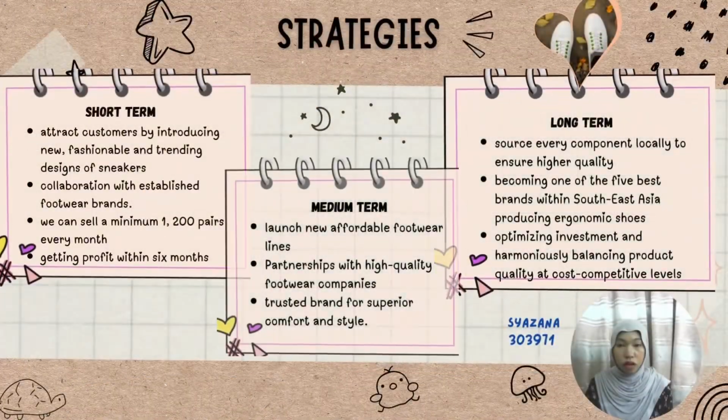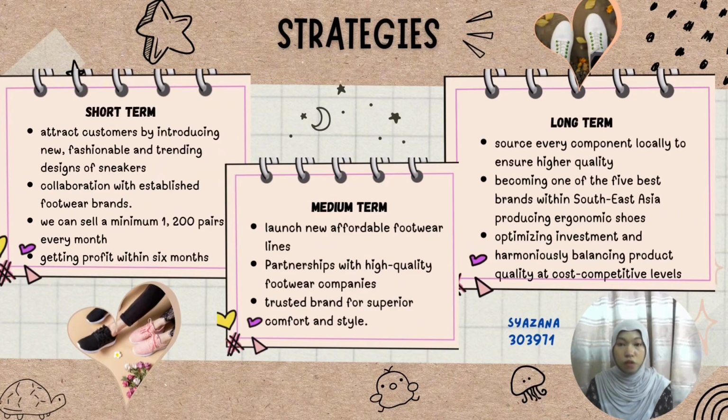So now, I will talk about 3 terms of strategy that Soulmakers use, which are short-term, medium-term, and long-term. For short-term, Soulmakers' strategy is to attract customers by introducing new fashionable and trending designs of sneakers to meet the local taste. We also aim to work in collaboration with established footwear brands by sending team members abroad to learn about advanced techniques in manufacturing and designing.